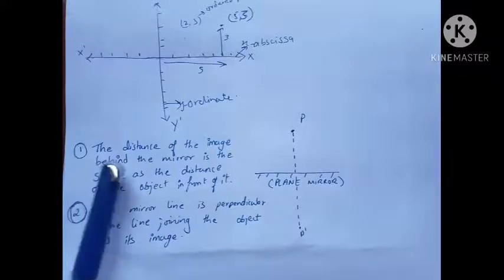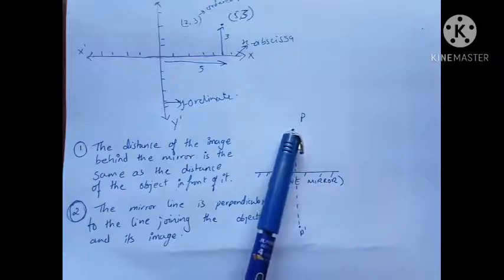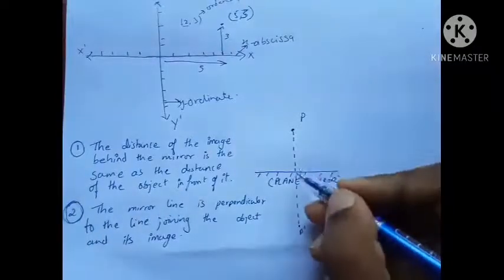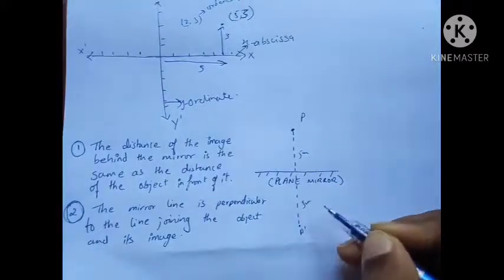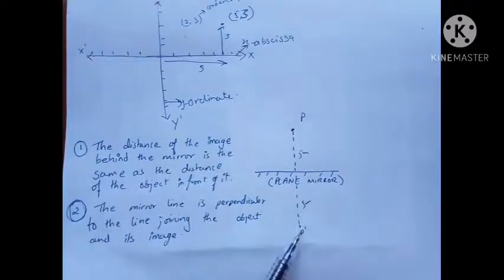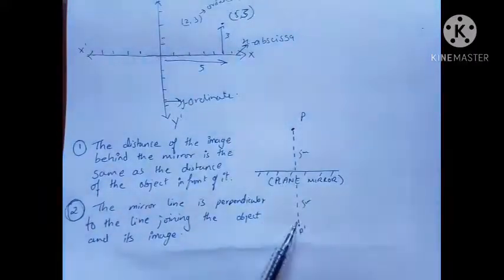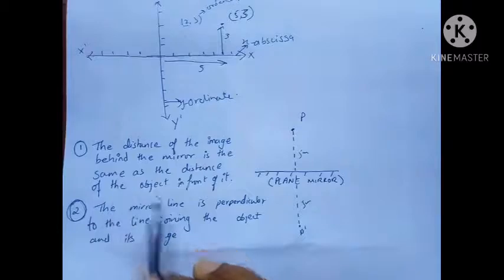The first says the distance of the image behind the mirror is the same as the distance of the object in front of it. This is the image, and this is the object. So if in front of the mirror it's 5 centimeter, behind the mirror also it's going to be 5 centimeter. Point P is being reflected on the mirror, and this is the image that is formed behind the mirror. That's the first one.